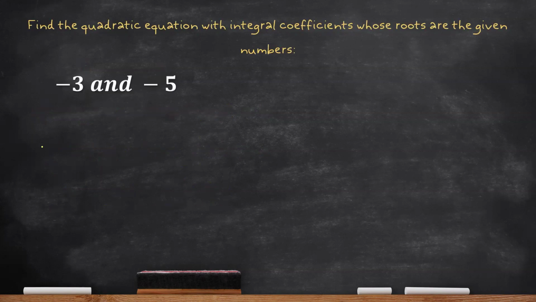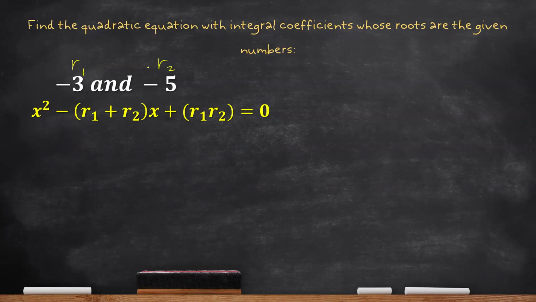So we have negative 3 and negative 5. So find the quadratic equation given the roots. Apply the formula. Negative 3 will be R1, negative 5 will be R2. Actually, you can interchange them. Okay? Kahit naman pagpalitin nyo yan, pareho pa rin na makukuha nyo. So plug in the values. So x squared minus R1 is negative 3. Okay, plus we have negative 5 plus R1 times R2, negative 3 times negative 5 equals 0.